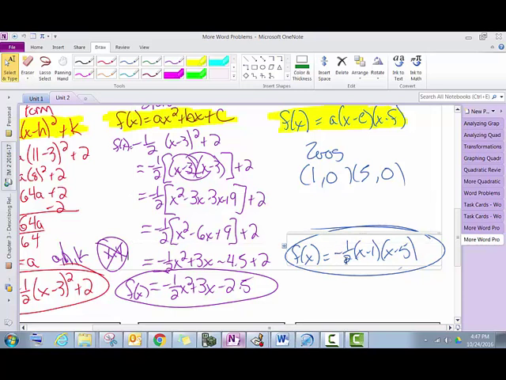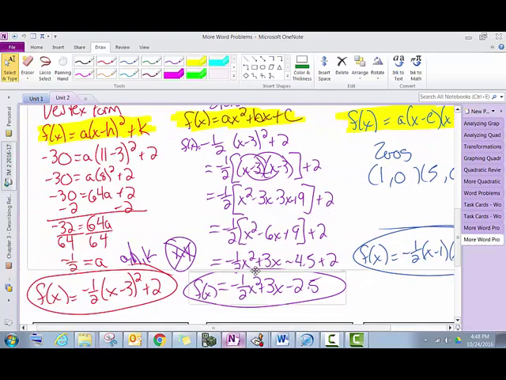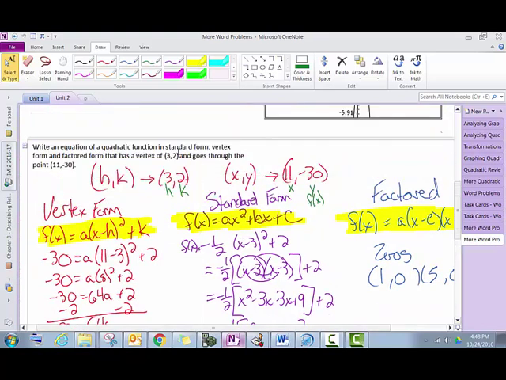I always start with my a, just like every other form, so negative 1/2. And then inside my parentheses, I have an x, just like it did here, just like it did here. And inside is the opposite. So a 0 of 1 gives me x minus 1, and a 0 of 5 gives me x minus 5. And I have all three forms of a quadratic just based on a point and a vertex.